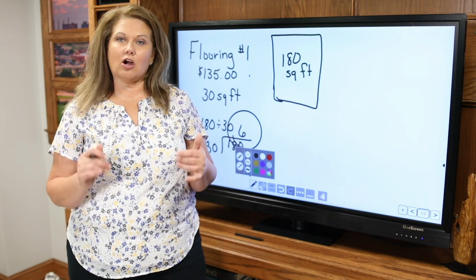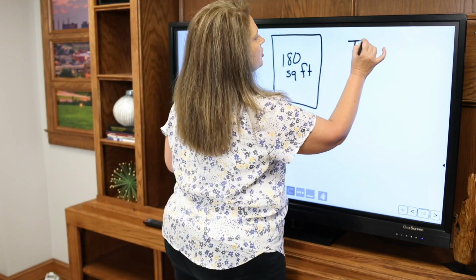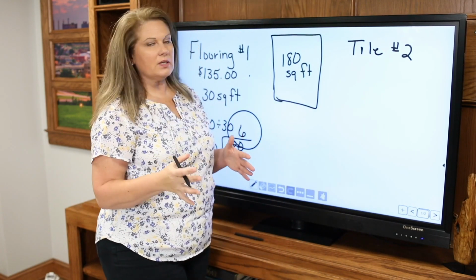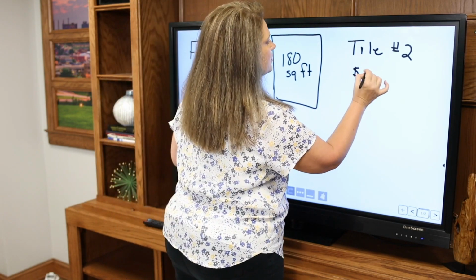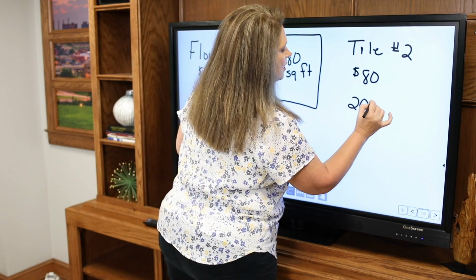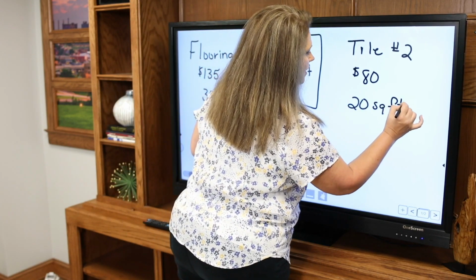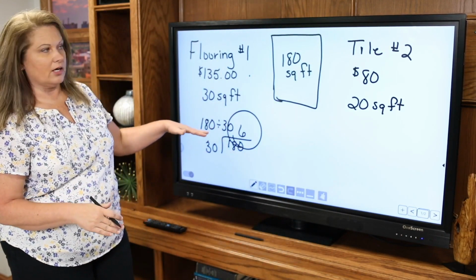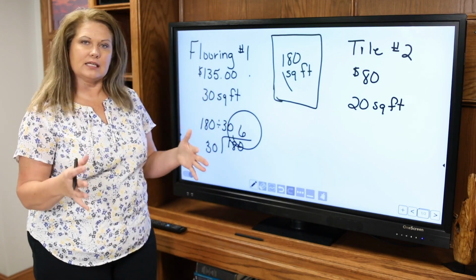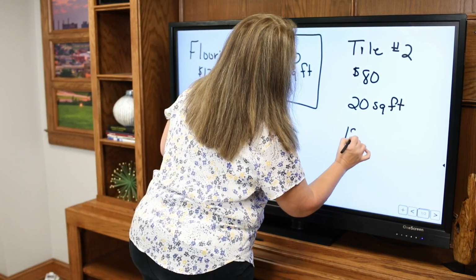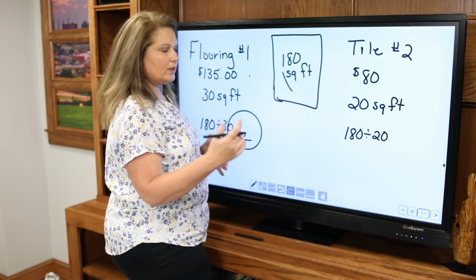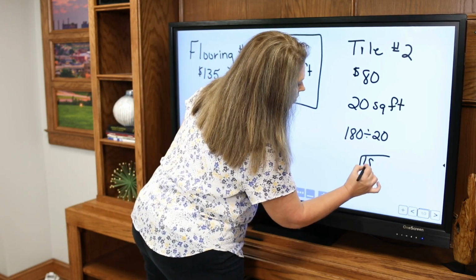So let's talk about our carpet tile. And we chose carpet tile number 2. Now some things we need to know about our carpet tile is we have $80 per carton and it only covers 20 square feet. So we're going to do the same thing as we did over here. We're going to take the amount that we need. We're going to divide it by the quantity that is in each carton. So we're going to say 180 divided by 20. If you're doing it by hand, it's going to look like this.